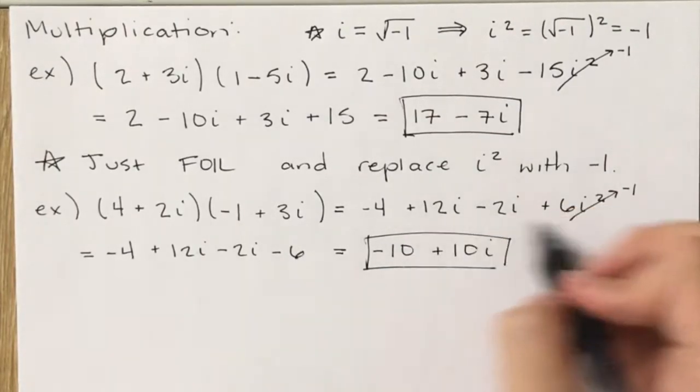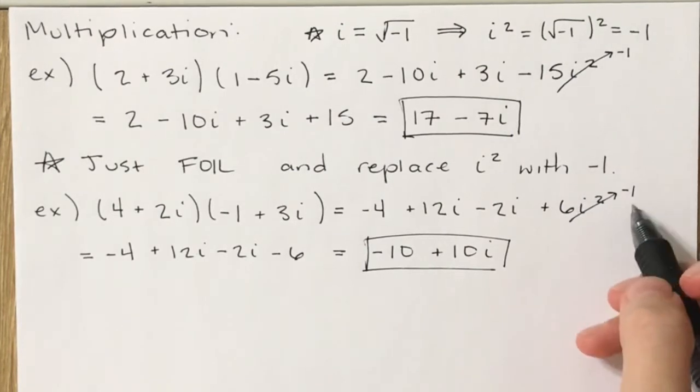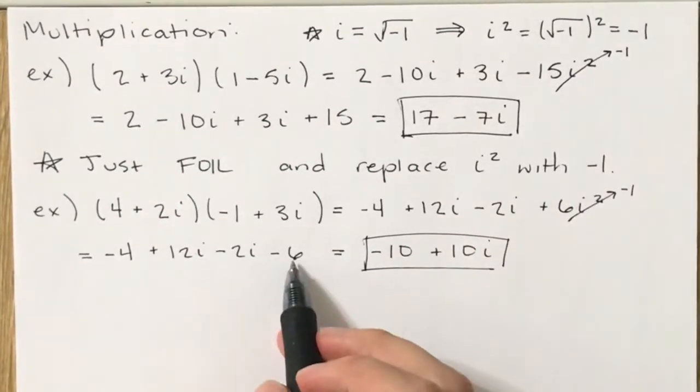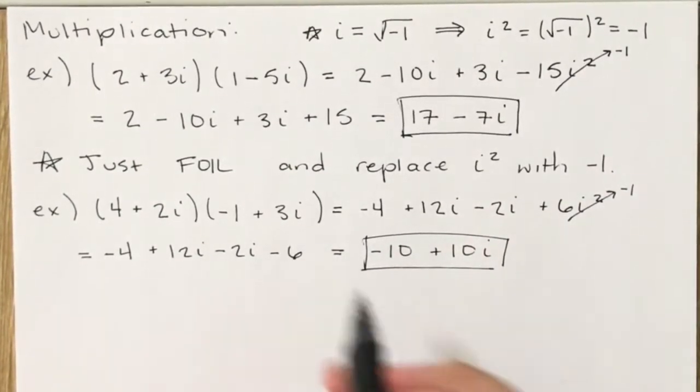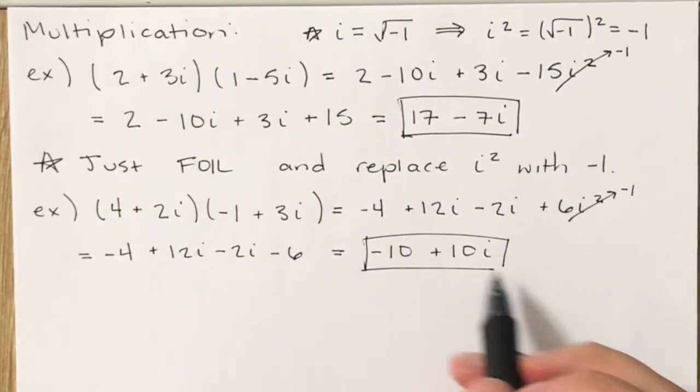All right, so I FOILed everything here. We ended up getting positive 6i squared, which became negative 6. We added all that stuff together, combined like terms, and we found negative 10 plus 10i.